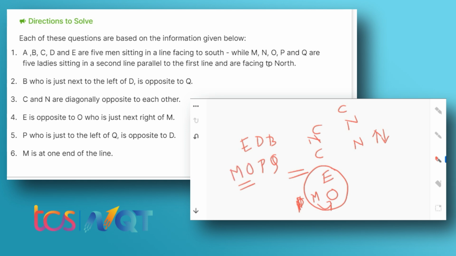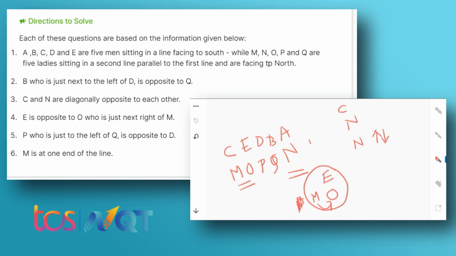We also got that C and N are diagonally opposite. So that means C cannot be here, and C cannot be here as well, right? Because C is a man and N is a woman. So let me place them: C is here and N is here. The remaining is A, so A will be here. I hope you got how we have made the arrangement.